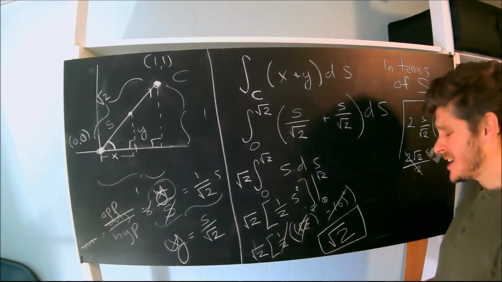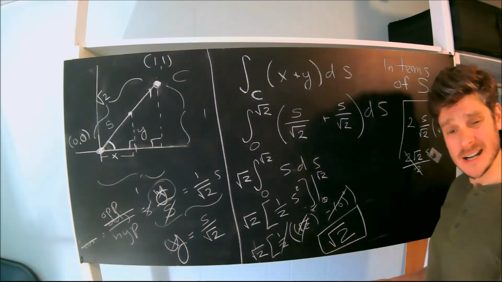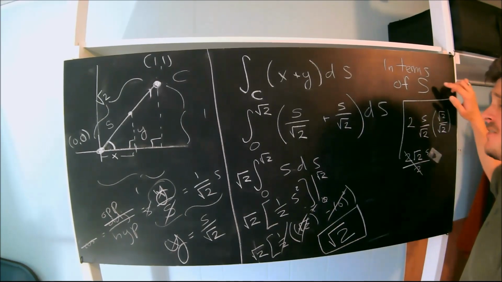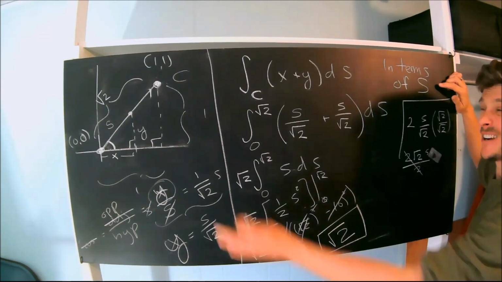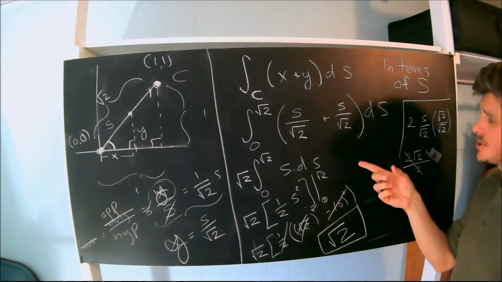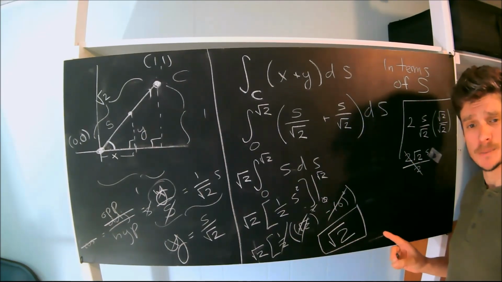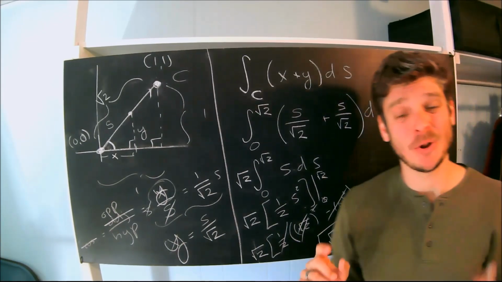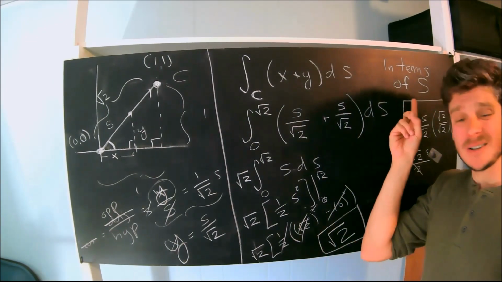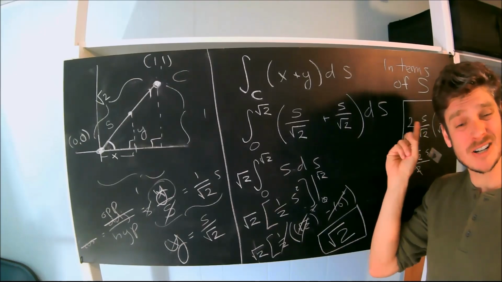And again, every time we do these line integrals, we should end up with just a constant as our answer. And in this case, we kept everything in terms of s, tried to write everything in terms of the arc length, set up an integral, and we got the result, root 2. Now, let's try that example over again, except let's do it not in terms of s.